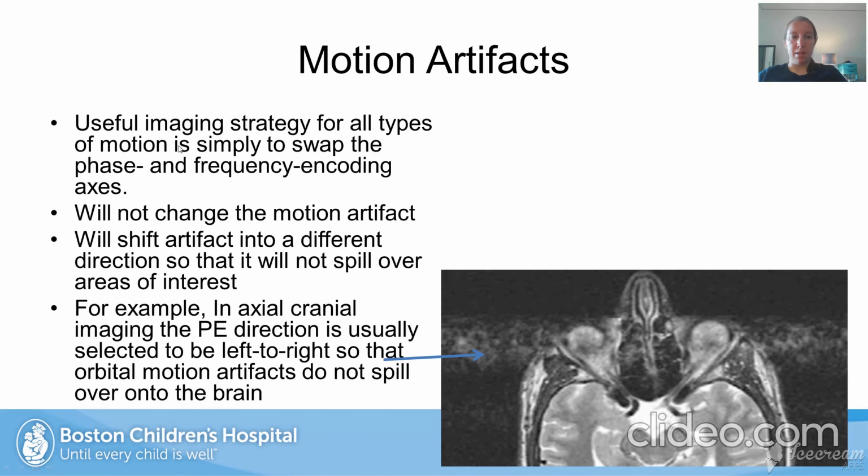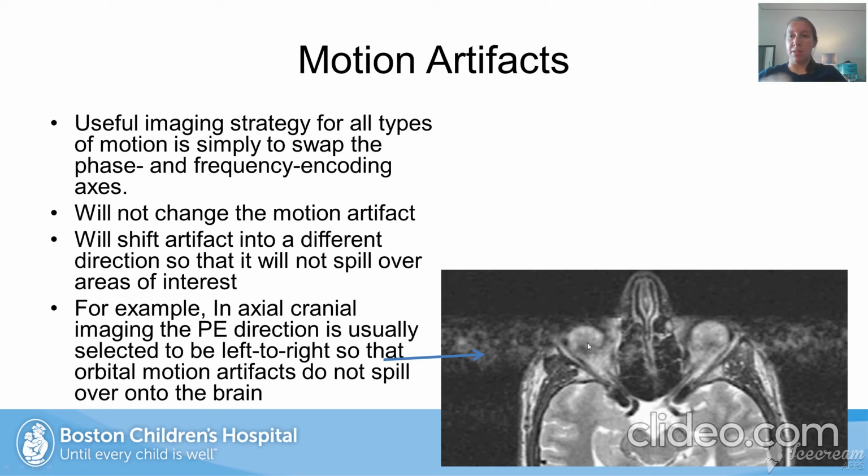So a useful imaging strategy for all types of motion is to simply swap the phase and the frequency encoding axes. This is not going to change the motion artifacts, but it might change the location of where the artifacts occur. So, for example, this is an image of the person's head. This is a slice through the head here. It's right through the eyes. You can see the eyes here, and you can see the nose.